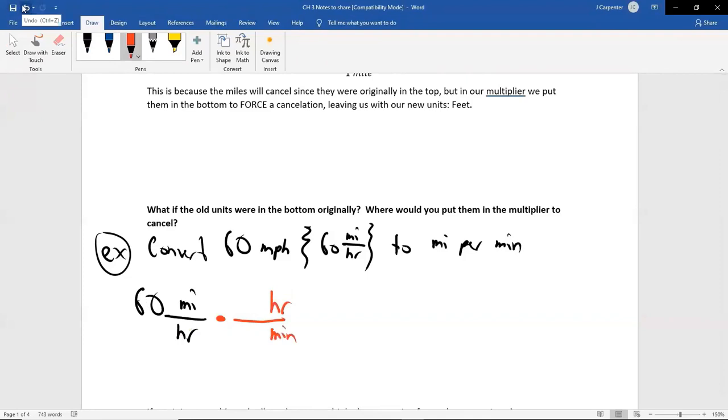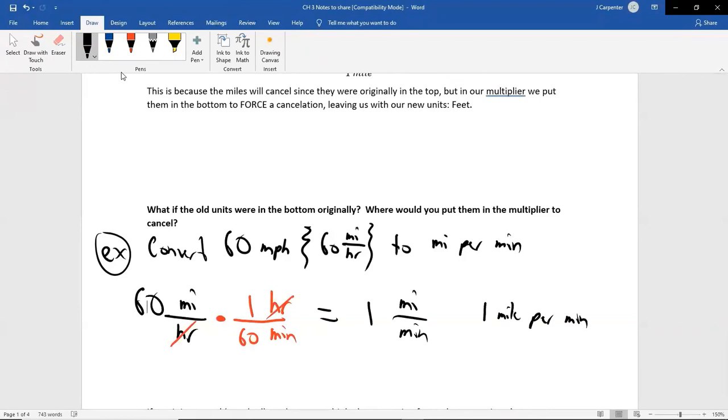So now we just got to ask ourselves, well, how many hours is how many minutes? Hopefully everyone knows that 1 hour is 60 minutes. And again, we'll see our hours cancel. And the miles are still left in the top. They don't cancel anything. The minutes are still left in the bottom. So this is now in miles per minute. And then you have a 60 in the top, a 60 in the bottom. They cancel exactly. 60 divided by 60 is 1. So you get 1 mile per minute. You could write it that way as a fraction, or you can write 1 mile per minute.